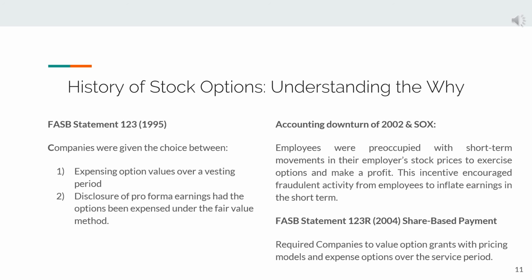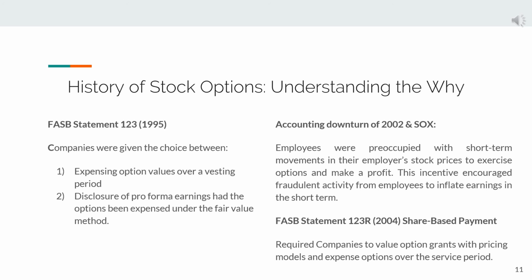And then finally, in December of 2004, the FASB circled back around and finally dealt with the option valuation issue once and for all. This statement required companies to value option grants with pricing models and expense them over the appropriate service period. The accounting change would cause earnings per share to be reduced on average 13%.